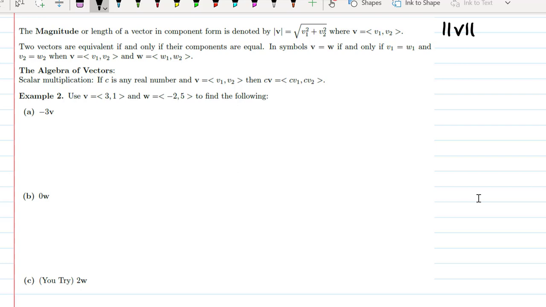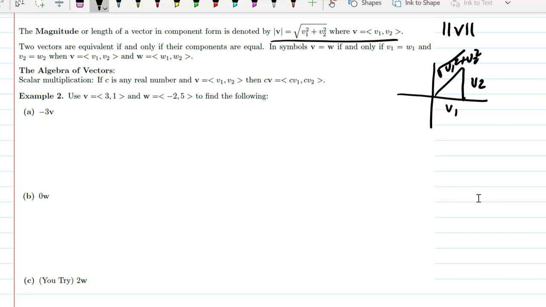So this is really just the Pythagorean theorem. Because if you think about what we have, if we have a vector with components v1 and v2, then the hypotenuse is the square root of v1 squared plus v2 squared, which is the magnitude of that vector. Since our vector is in component form, which means its tail is at the origin, we can just use the Pythagorean theorem, a squared plus b squared equals c squared, to get the length of the hypotenuse, which is the square root of the sum of the squares of the components.